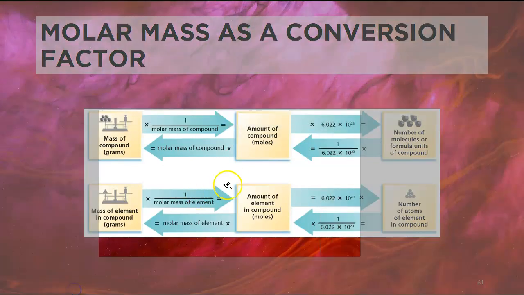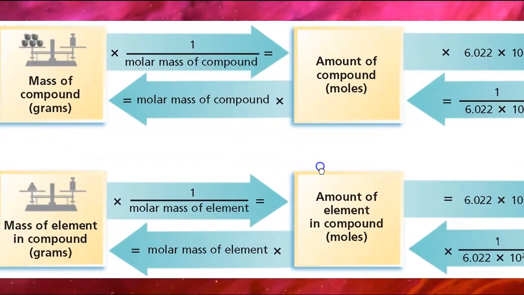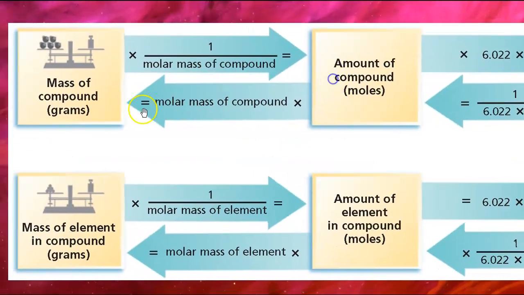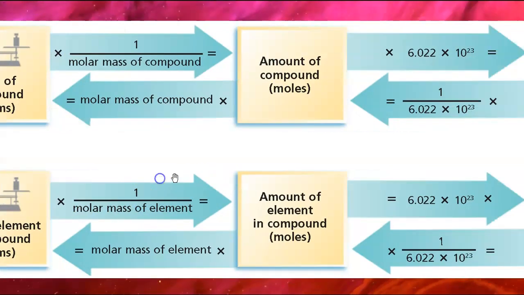If we are going from grams to moles, we're going to divide by the molar mass that we learned how to find. And if we're going from moles to grams, we're going to multiply by the molar mass. So those are my four situations. I could go all the way from one side to the other.